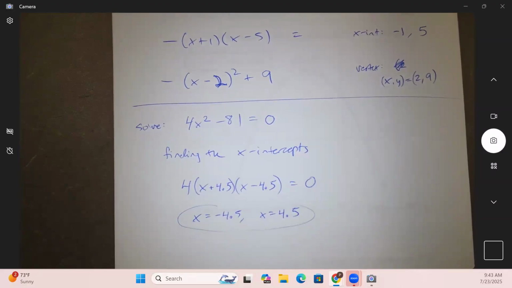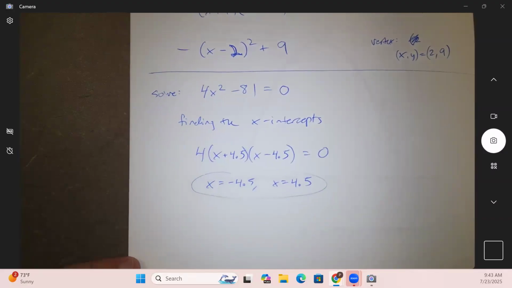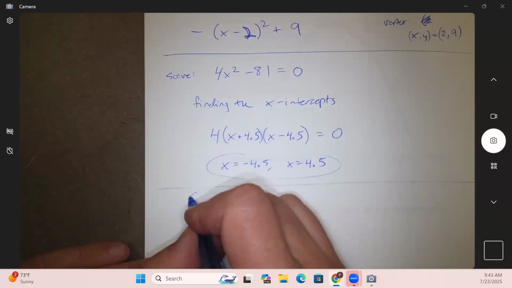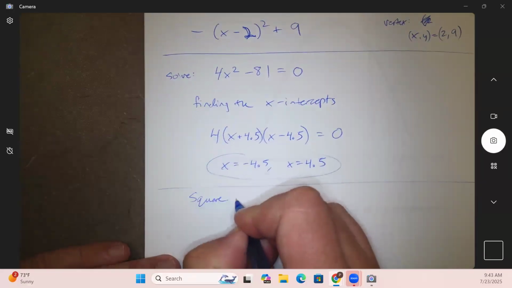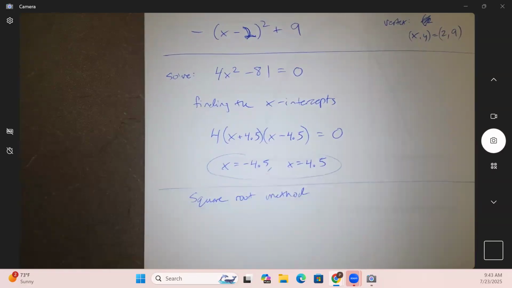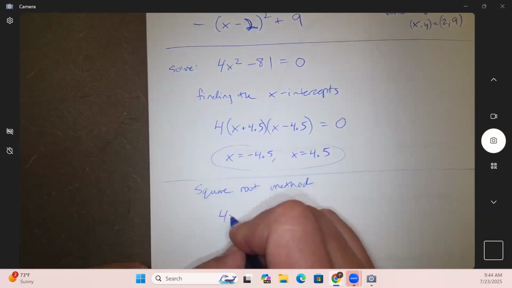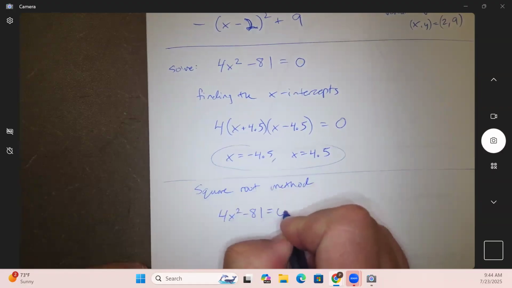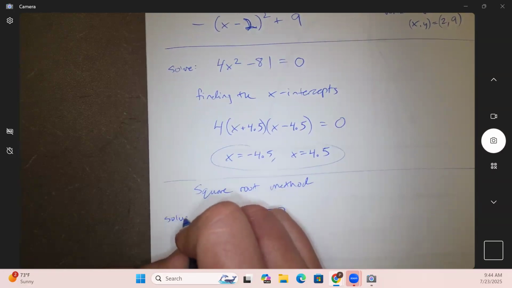Now there is another way to solve this, which is called the square root method. It's not a better way, it's not a worse way. It's just picking a different tool from your toolbox. It's going to work on some, it's not going to work on others. If I have 4x squared minus 81 equals 0, and I'm going to solve this.